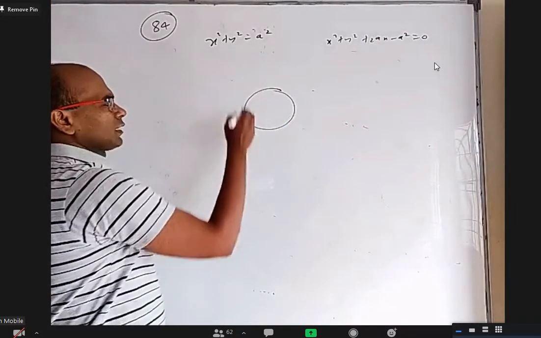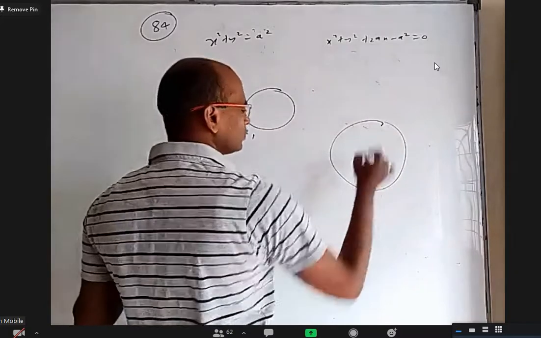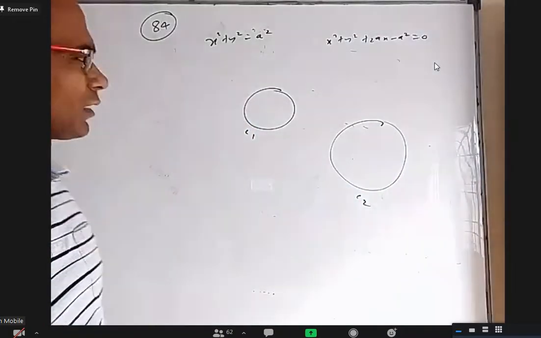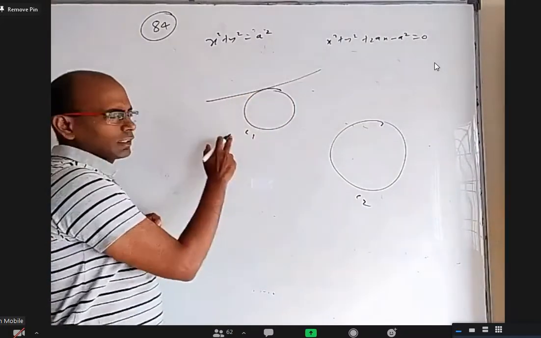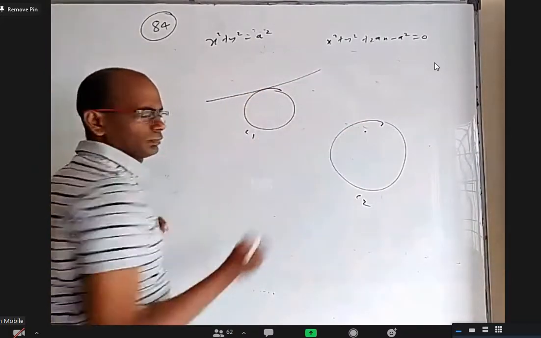This is circle 1. This is circle 2. Actually, they may be intersecting. Let's not worry about it. The question is, the first circle has one tangent, and that line will have some pole.